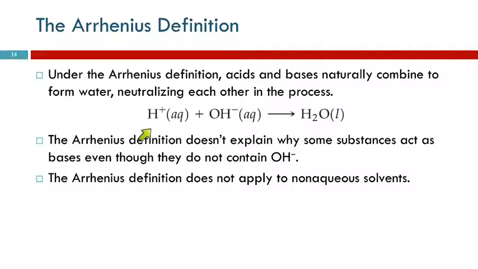When we have hydrogen ion from an acid and hydroxide ion from a base getting together, they form a water molecule. So the acid neutralizes the base and forms water. That's using the Arrhenius definition. But the Arrhenius definition does not explain why some substances act as bases even though they don't have OH- in them at all. And ammonia is an example of that.